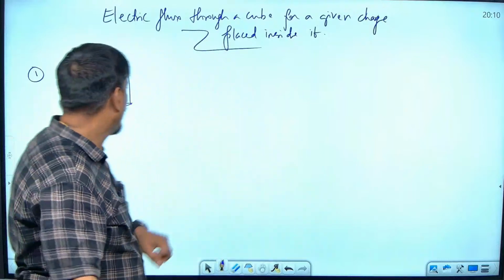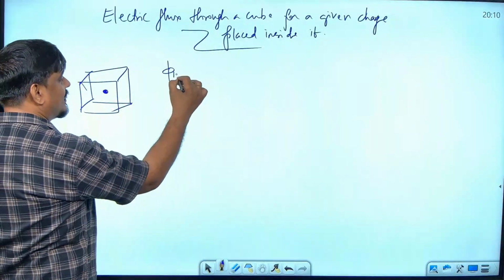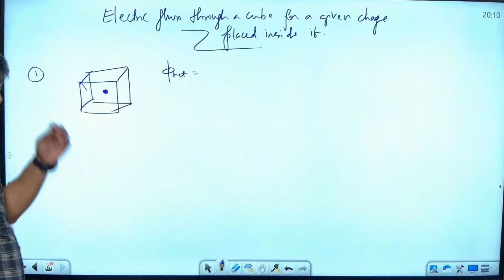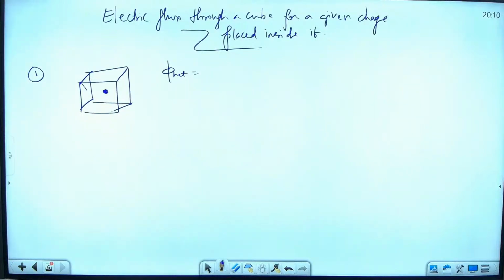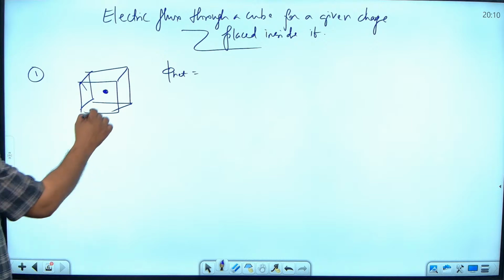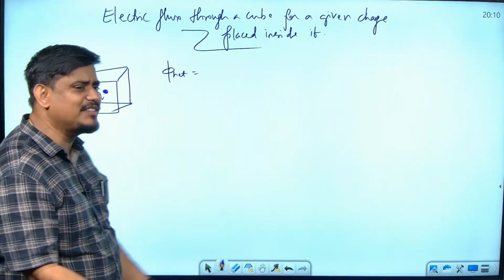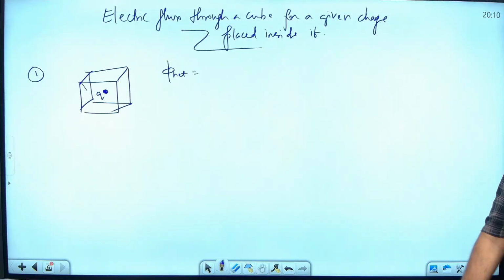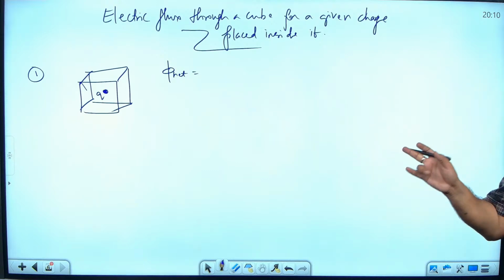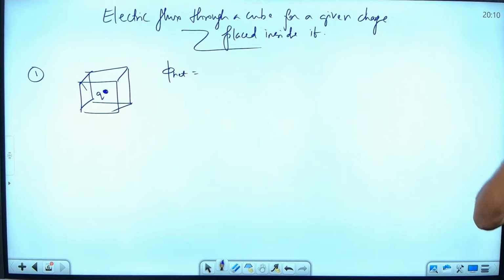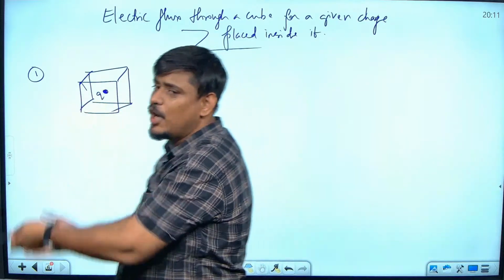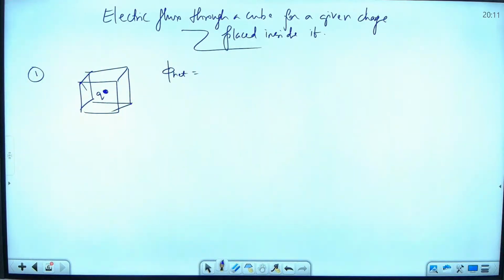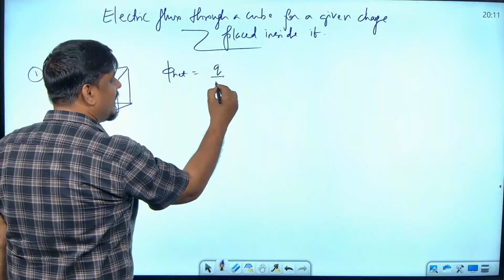If I ask you, what is the net flux through it? What will be your answer? Charge Q is placed at the center of the cube. What is the net flux through the cube? Why Q by 6 epsilon? Don't try to be over smart. Don't go to the next topic. Be clear. Don't try to remember something and answer. Q by epsilon naught. Draw a Gaussian surface. If you draw a Gaussian surface, enclosing how much charge? Q only, no? Common sense says that the answer is Q by epsilon naught.